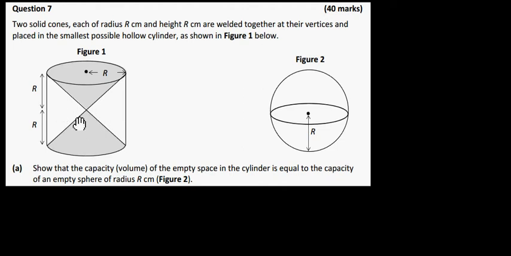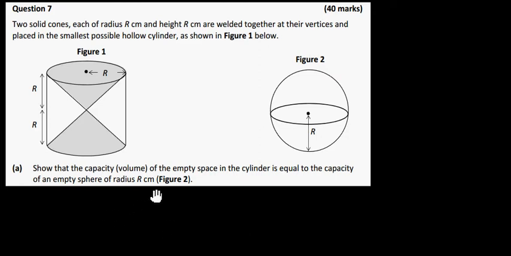Now there's an empty space here. This white part here is the empty space in the cylinder. The cone and the cylinder, they both have radius large r. The cones have height r, and the height of the cylinder then is just going to be 2r. We have this sphere over here, this hollow sphere, which has radius r.